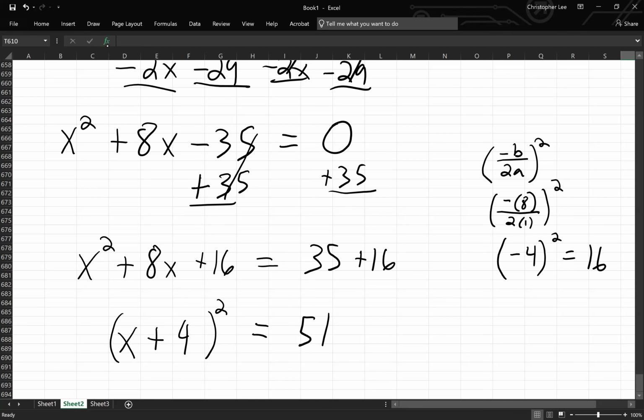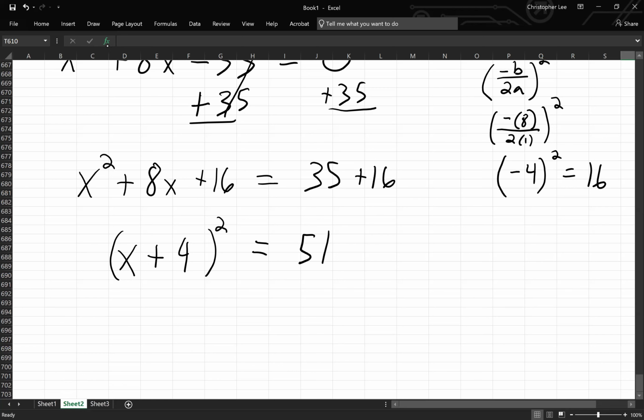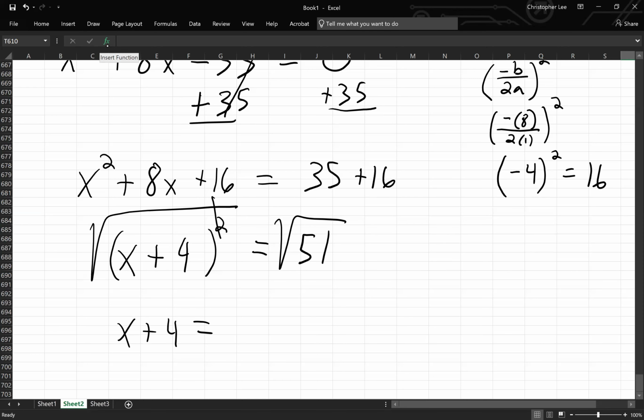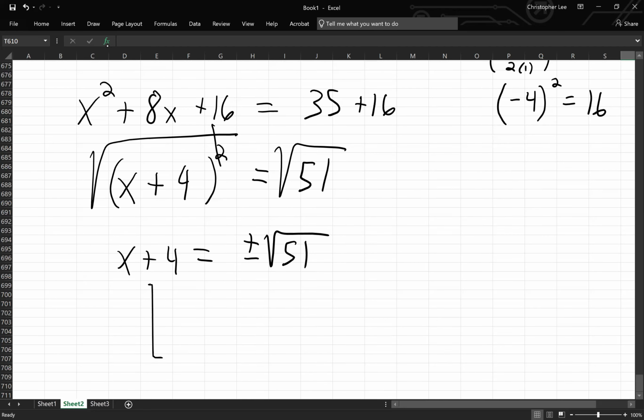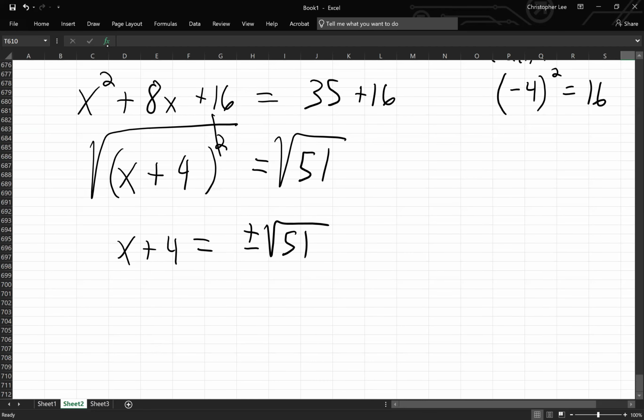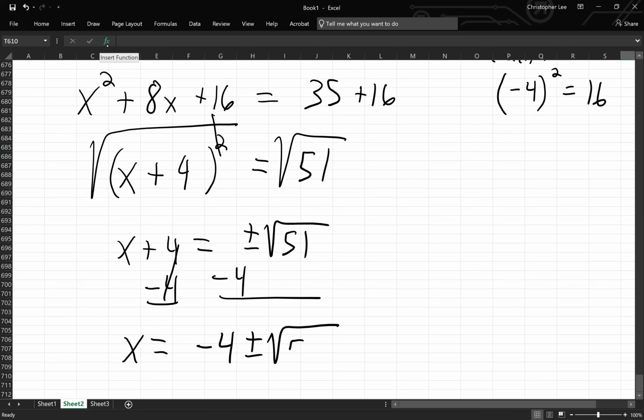Now, what do I do after that? Square root both sides. All right, get rid of the square. So now I have x plus 4 is equal to plus or minus square root 51. And what do I do after that? Minus 4 on both sides. And that's it. We're done. Subtract 4 from here. We do to one side, do to the other. So now I have x is equal to negative 4 plus or minus the square root of 51.